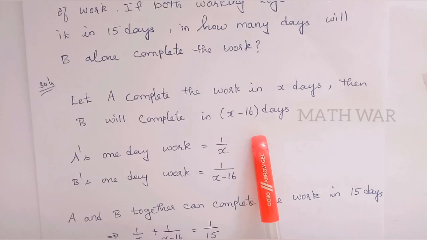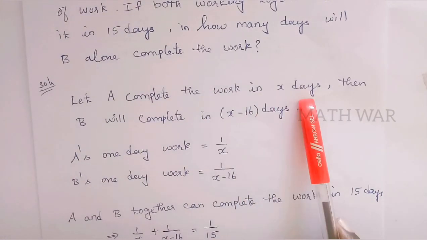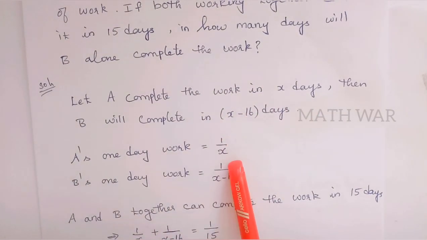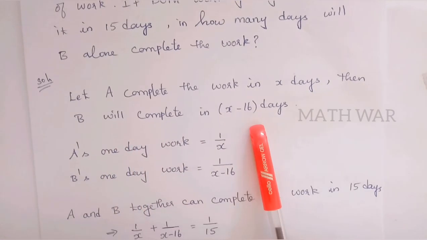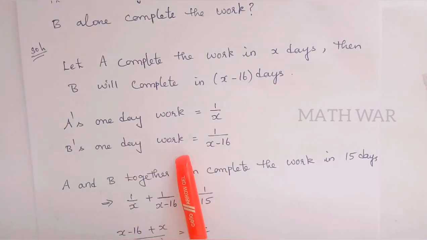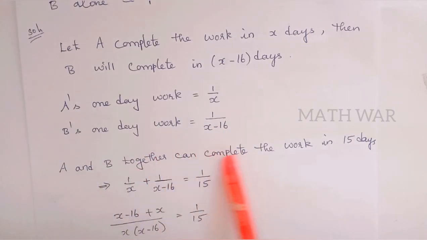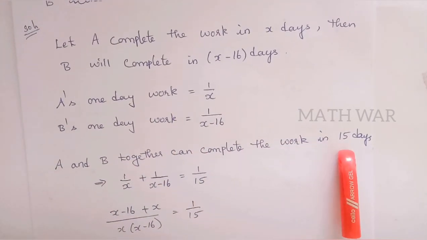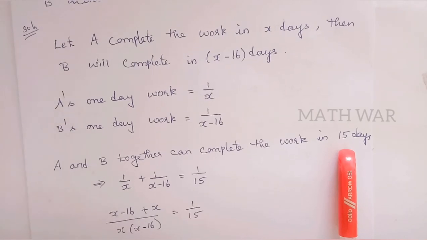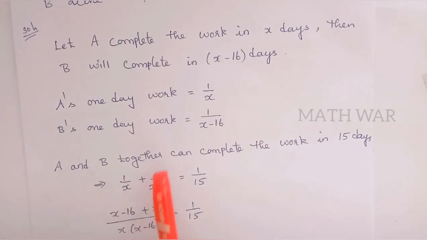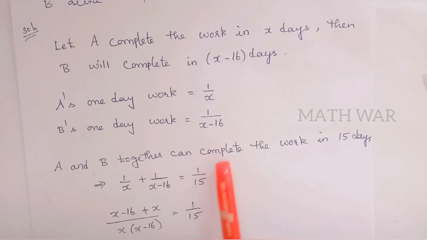You already know that A can complete a work in x days means his 1 day's work is 1 by x. B can complete a work in x minus 16 days means his 1 day's work is 1 by x minus 16. It is given A and B together can complete in 15 days. That means 1 day's work is 1 by x plus 1 by x minus 16 equal to 1 by 15.